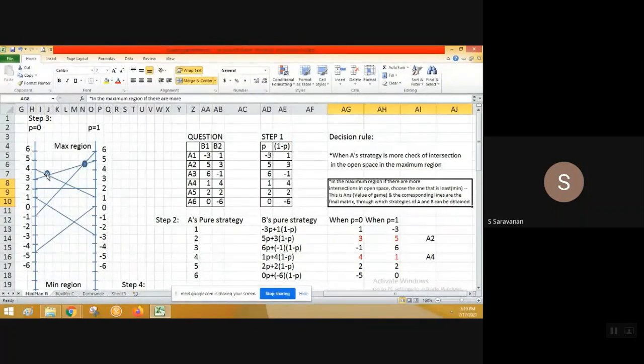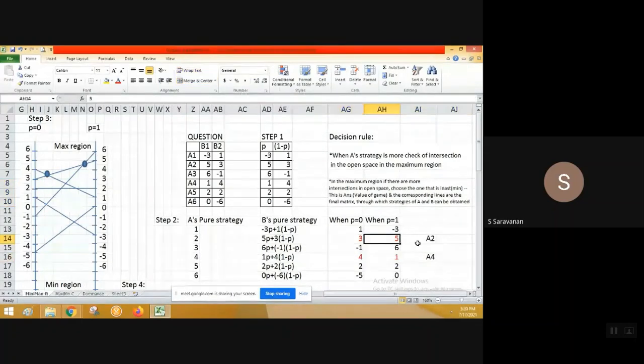There are two intersection points in the open space. This one or this one, which is minimum? The left one. Yes, the left side one is minimum. For the left side one, check which points make this intersection. So 4, 1 and 3, 5. That's the reason I have highlighted here: 4, 1, 3 and 5. 3 and 5 is the A2 strategy, and 4 and 1 is the A4 strategy. So we have to identify that.